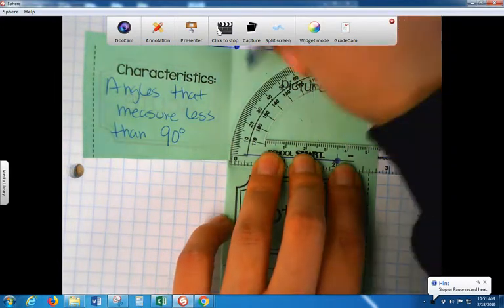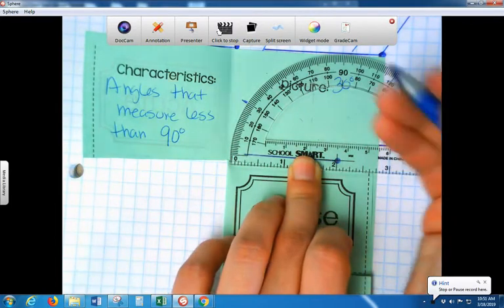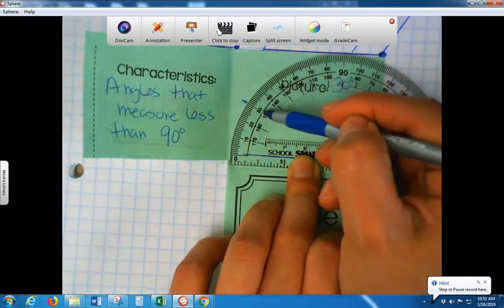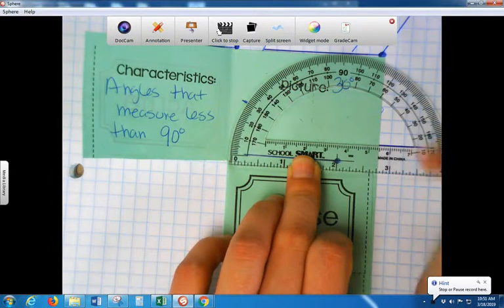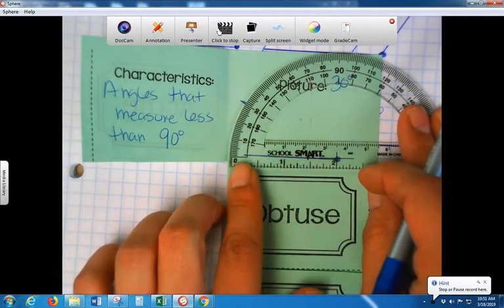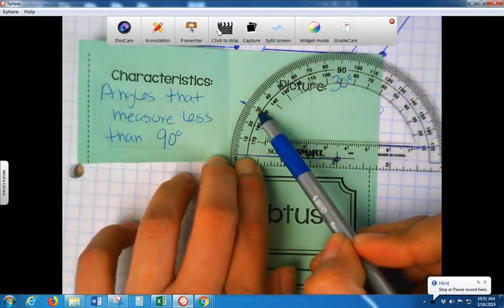30. If you put your dot on the right side, you're using the outside numbers. So I'm going to line it up to 30. I'm going to put a little dot on 30. So look at my protractor, how it's lined up. The T is perfectly lined up. The line goes to 0, and it goes to 30 degrees.